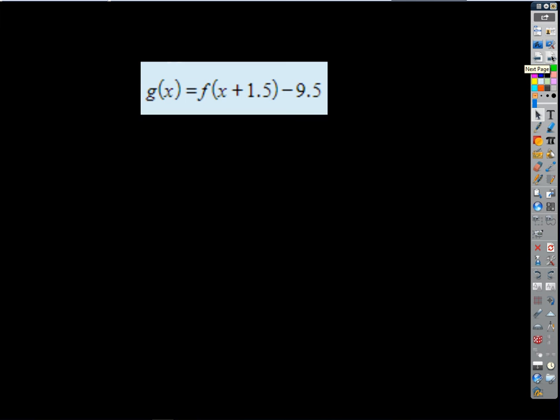What's being done to that one? If we're starting off with the parent graph, now be careful with this one. If our parent graph is f of x, somebody tell me, first of all, what is that doing? It's going down, isn't it? How come it's not going left or right, it's going down? Because it's outside. It's an outside translation, right? We're adding a -5 outside the graph, and so this is telling us we're going down 9.5.